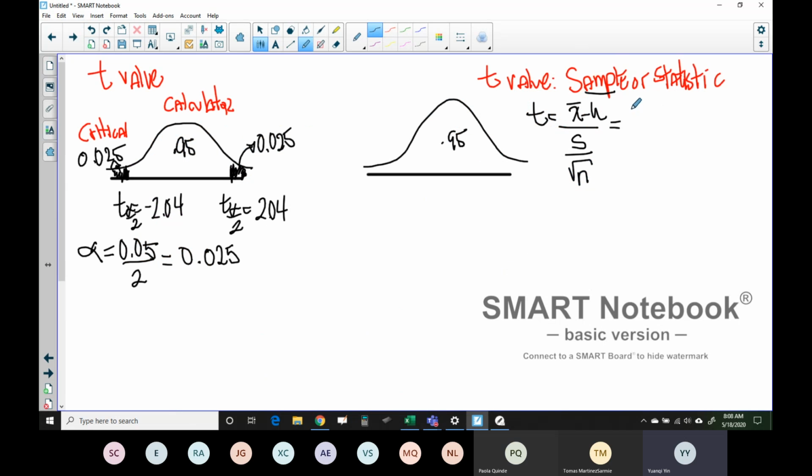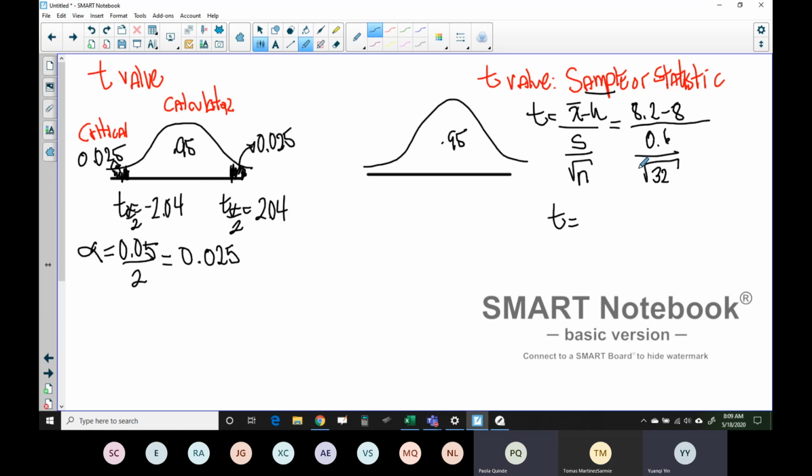X bar is 8.2. Mu, what was mu? 8. Divided by the standard deviation, which was 0.6, and the square root of the sample size, which is 32. So now we're going to take a look at this picture here. Based on the information that we have, what is the number that we're going to get?